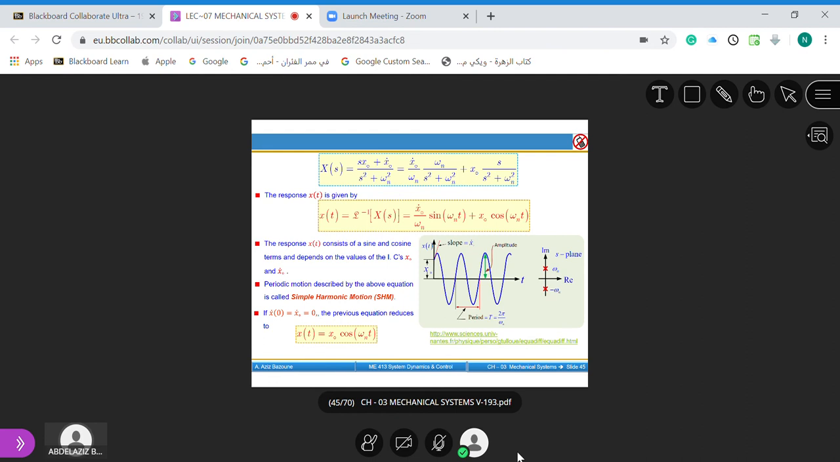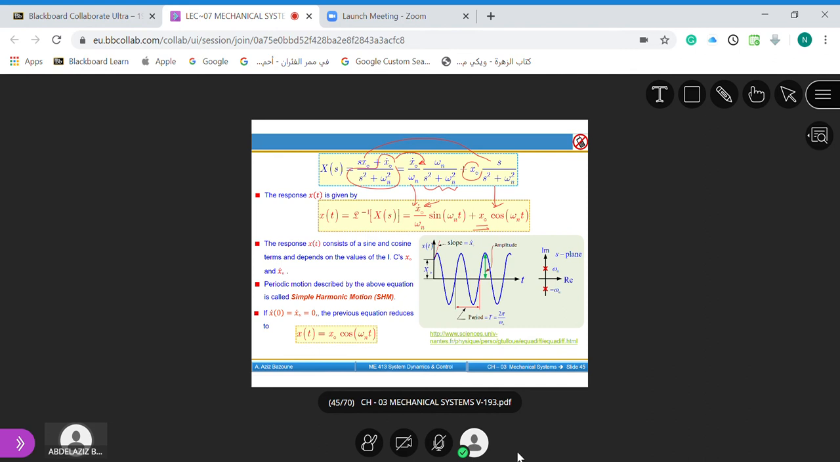Now this is our equation. We just write the first term here. We multiply by omega n and divide by omega n. And we write the other term, s x0 times s over s squared plus omega n squared. So the first term will give you x dot 0 over omega n times sine omega n t. And x0 times s over s squared plus omega n squared is nothing but x0 cosine omega n t, where x0 is the initial displacement and x dot 0 is the initial velocity.